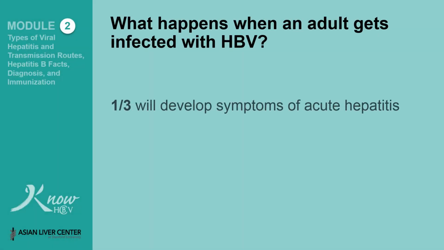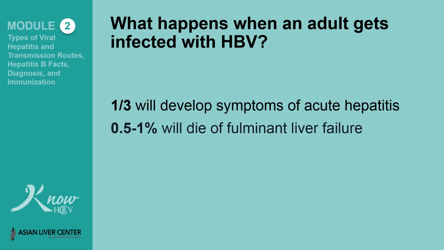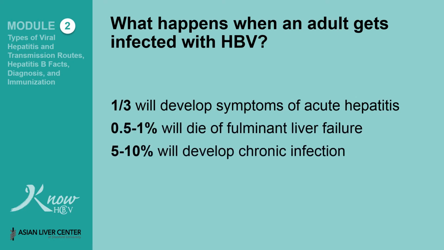In adults, about a third of those infected will become sick with symptoms including jaundice, fatigue, nausea, abdominal pain, and loss of appetite. 0.5 to 1% could die from fulminant liver failure within a few months of infection. Most adults will recover and develop immunity, but 5 to 10% could develop chronic hepatitis B infection. Therefore, unprotected adults are also encouraged to get vaccinated to protect them from future infection.